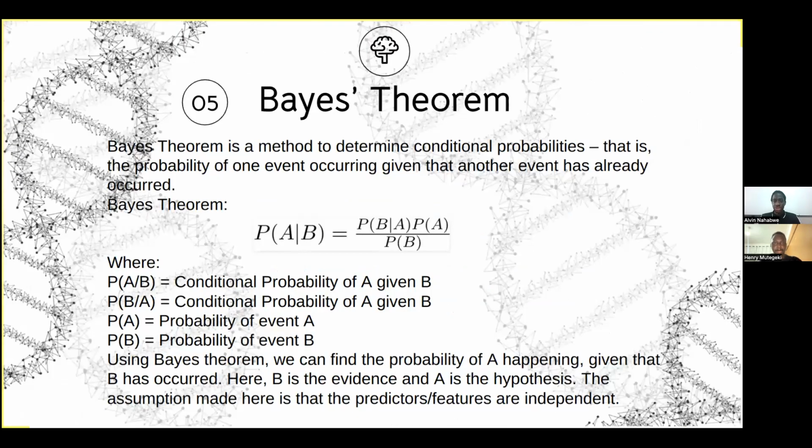So jumping into the three concepts, we shall kick off with Bayes' theorem. Bayes' theorem is basically a mathematical method used to determine conditional probabilities. So what is the probability of one event occurring given that a certain event has already occurred? And that's the general idea behind it.